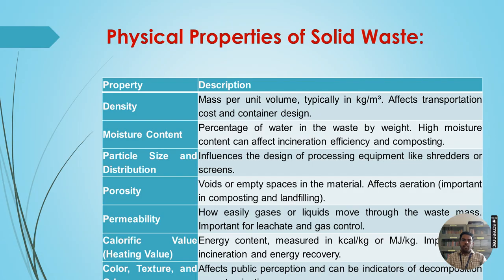So these are the properties. Next is density. Already you know the formula, mass per unit volume, represented in kg per cubic meter. For one cubic meter of volume, how many kg are in place in that scenario. This affects, as already discussed, the transportation and treatment and disposal design. This depends totally upon the density only.